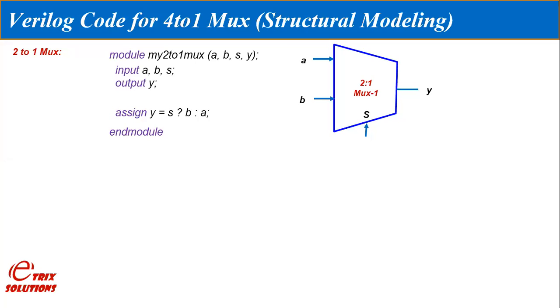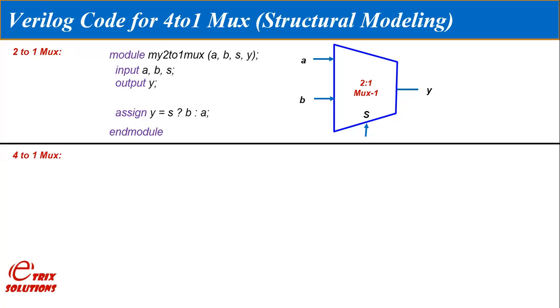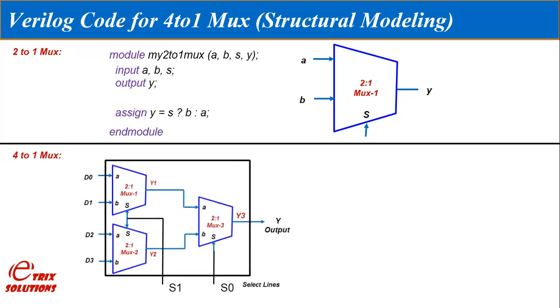Now, once you have a 2 to 1 multiplexer module, then you can design a 4 to 1 multiplexer easily. So this is a 4 to 1 multiplexer design having D0, D1, D2, D3 as the 4 data lines, S1 and S0 are the selection lines, and Y is the output. Now let us write the Verilog code for this multiplexer tree.